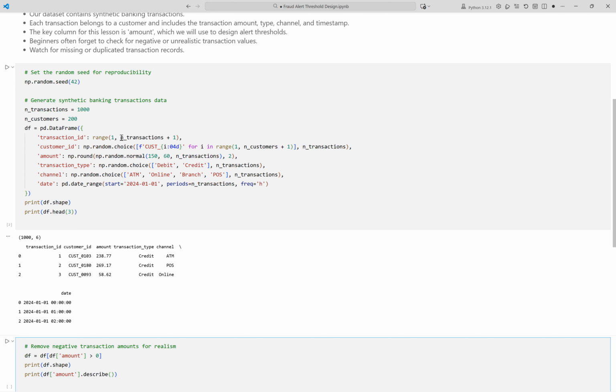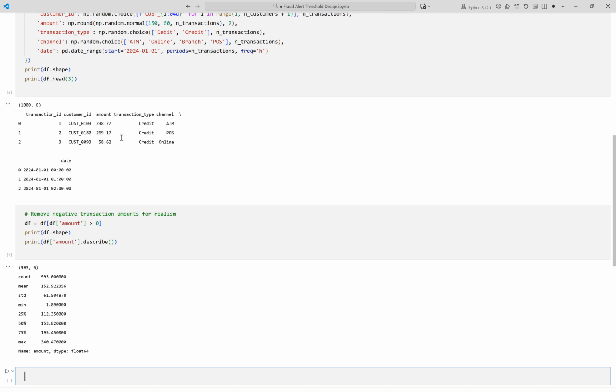Running the cell now. After filtering out negative transaction amounts, we see the dataset now contains 993 transactions with only positive values, which makes the data more realistic for analysis. The summary statistics of the amount column show a reasonable range and distribution, confirming that our data cleaning step is effective and that these values are suitable for setting alert thresholds. This step highlights the importance of validating transaction amounts before further analysis. Why might negative amounts appear in randomly generated data? Think about what negative transactions mean in real banking.